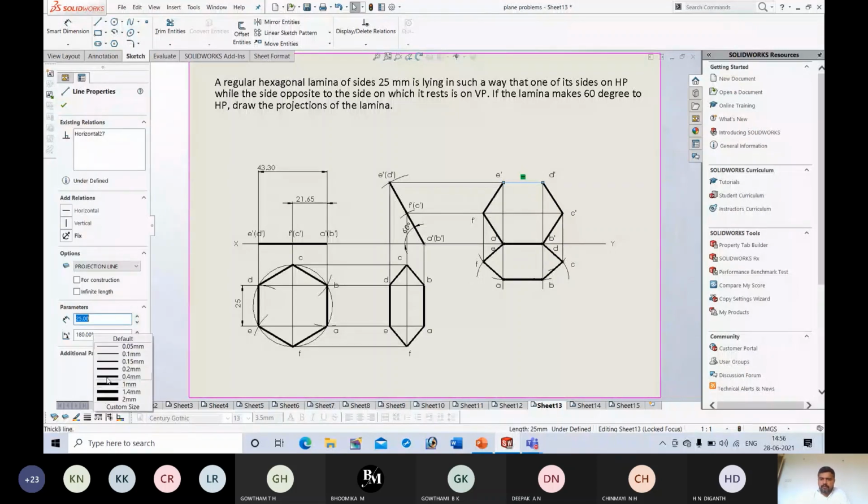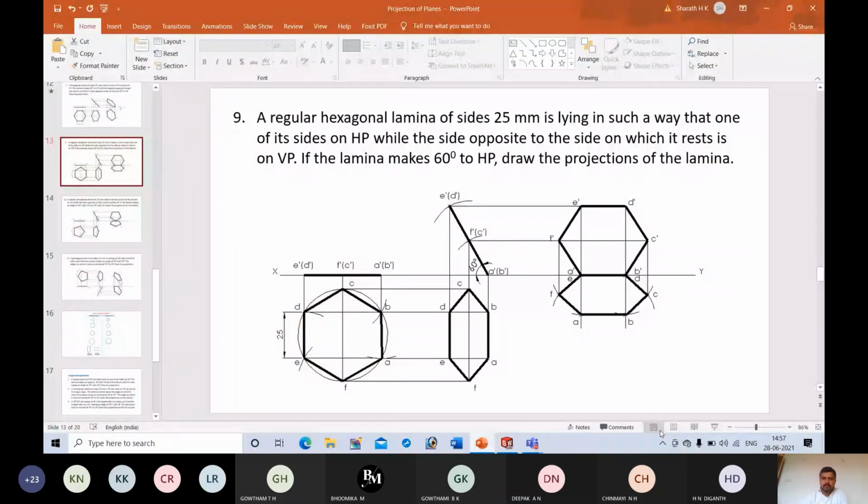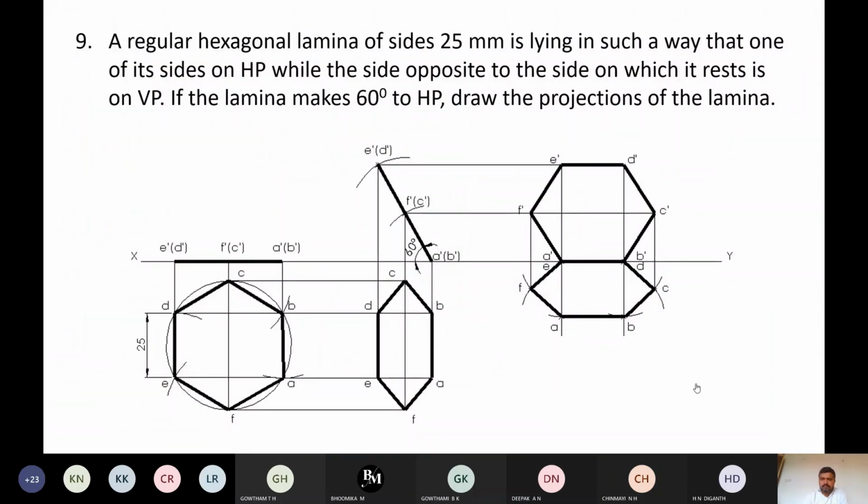In the final view, you can see in front view, A dash B dash is on XY line. In top view, DE is on XY line. That means A dash B dash is on HP and DE is on VP. That is the meaning. So on HP can be seen from front, on VP can be seen from top. Okay, if you have any doubt regarding this problem, you can ask questions. Okay, if you have understood everything, I will move on to next problem.